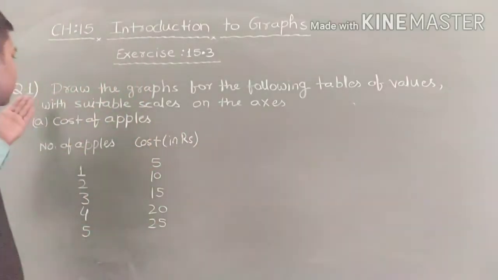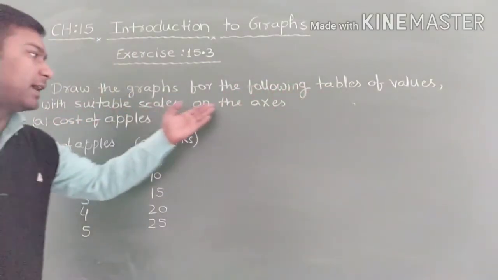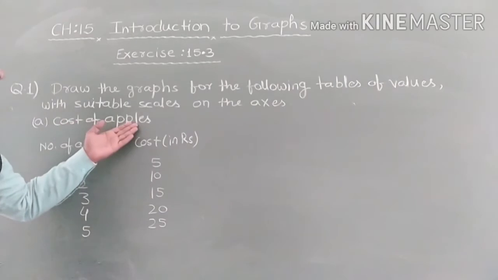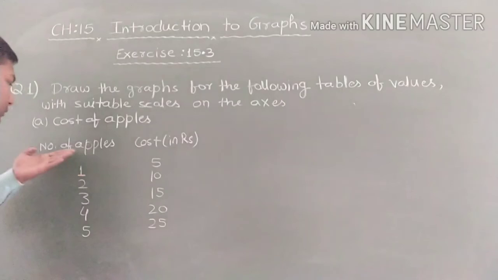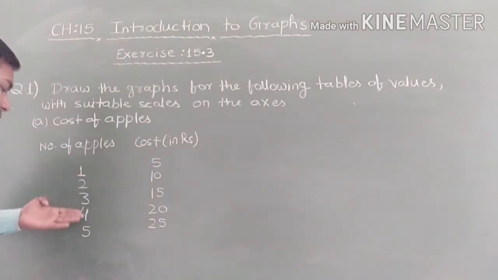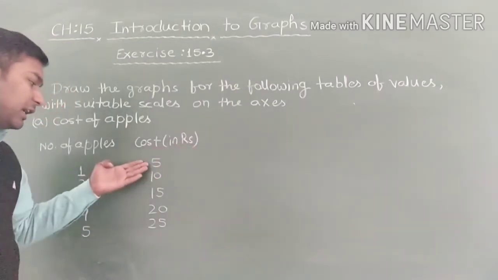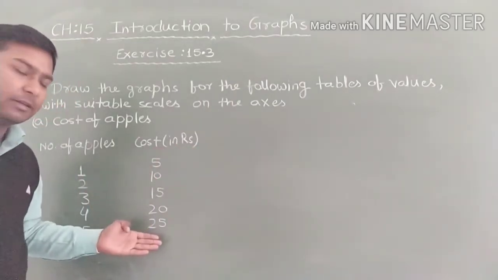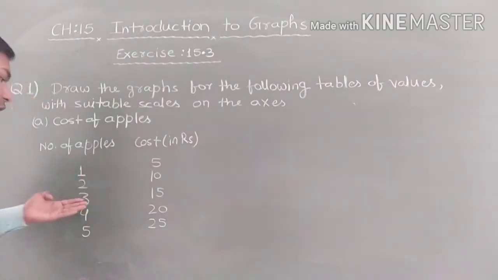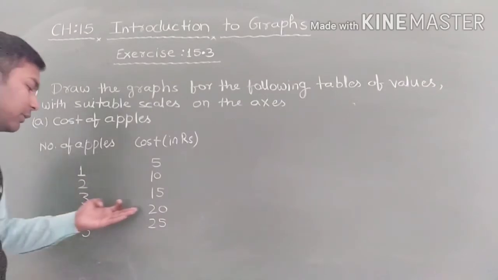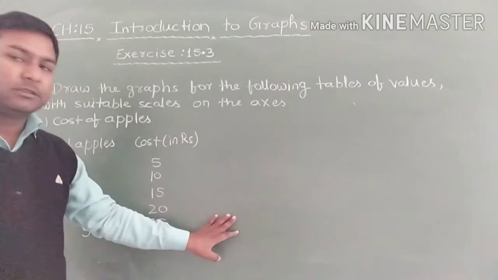Now question number 1. Draw the graphs for the following tables of values with suitable scales on the axis: cost of apples. Okay, so the data is given here, and we have to draw a graph. This is number of apples 1, 2, 3, 4, 5, and cost of apples is given in rupees: 5, 10, 15, 20, 25. Now 1 apple costs 5 rupees, 2 apples cost 10 rupees, 3 apples cost 15 rupees, 4 apples cost 20 rupees, and 5 apples cost 25 rupees. And we have to draw a graph here.